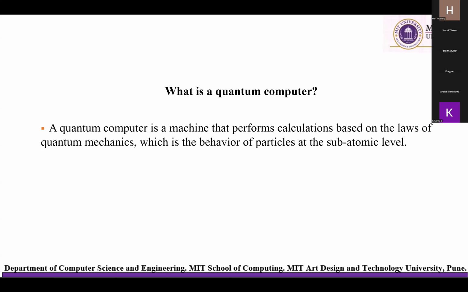problem solving. This fundamentally different approach allows quantum computers to potentially solve problems that are intractable for classical computers, such as simulating complex molecular interactions or factoring large numbers, with applications in fields like cryptography, optimization, and drug discovery.